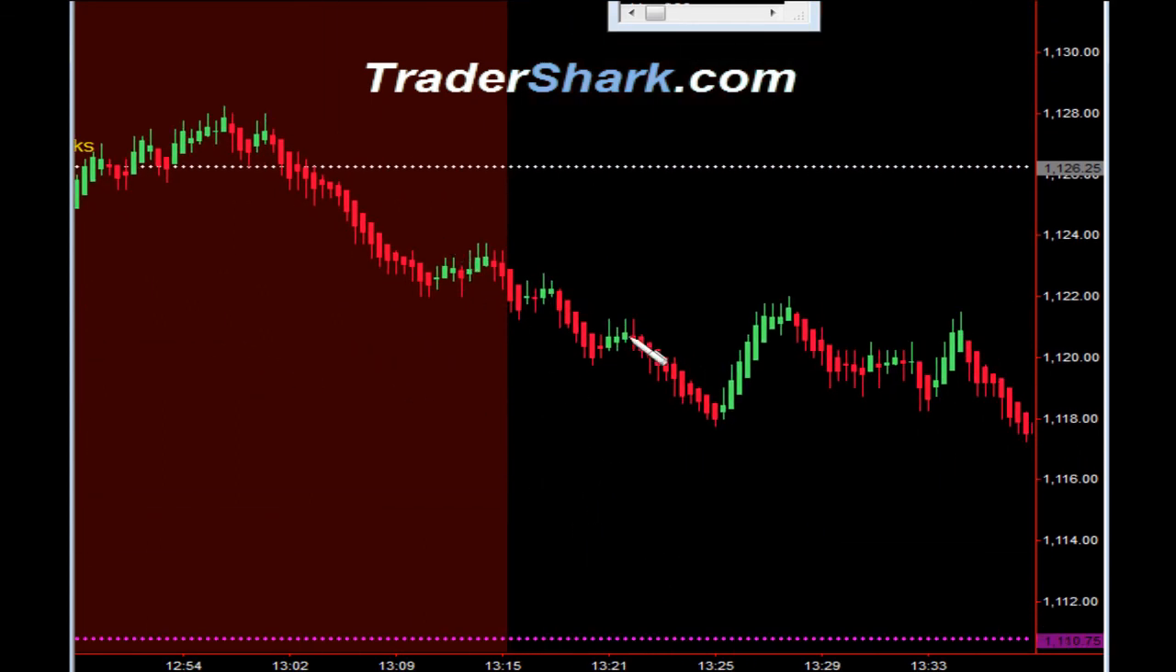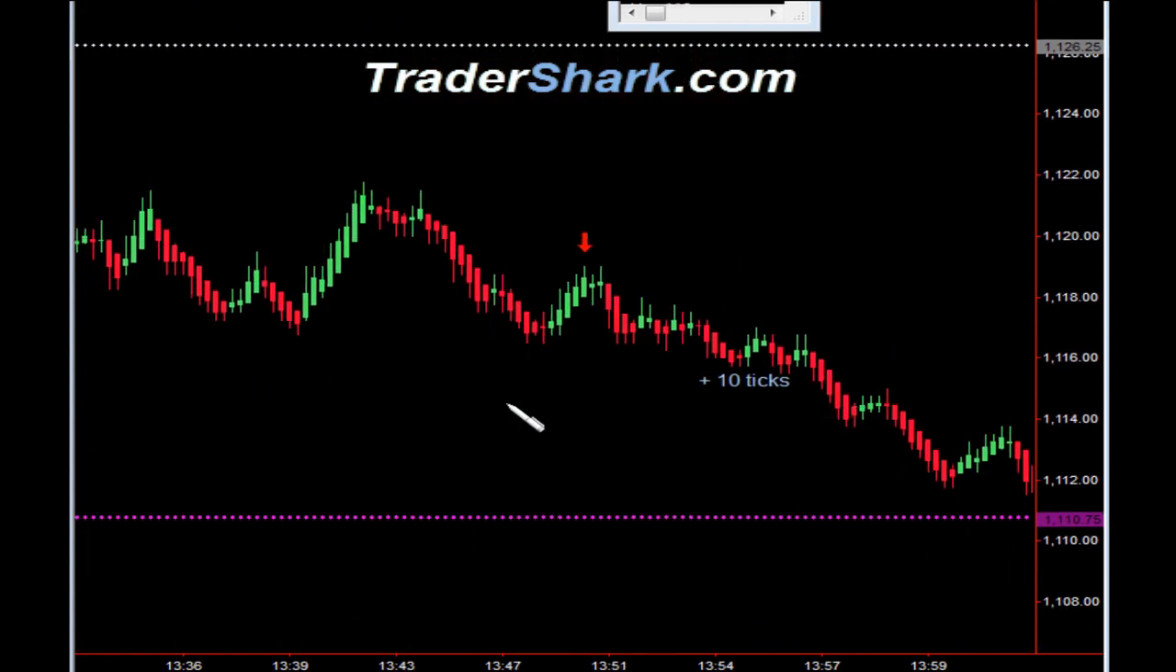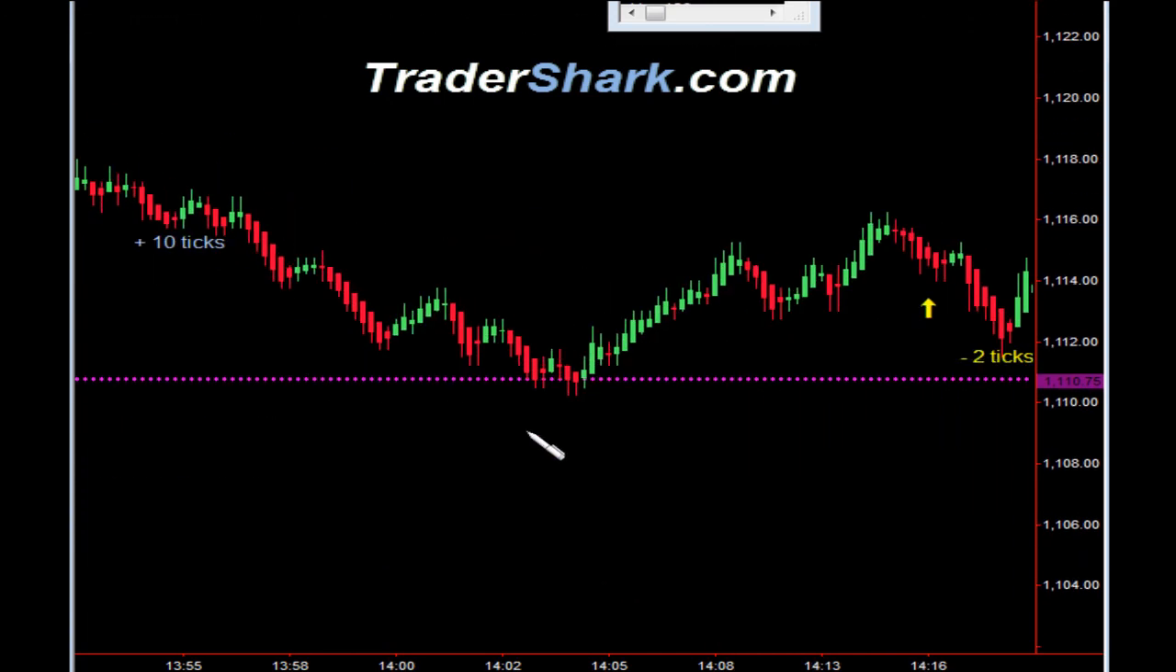Coming out of the no trade zone, we didn't see any other trade setups until we got to just before 2 o'clock. Had an opportunity to get short. Target 1 and target 2 were hit for a total of 10 ticks. Found support at the hourly range low.